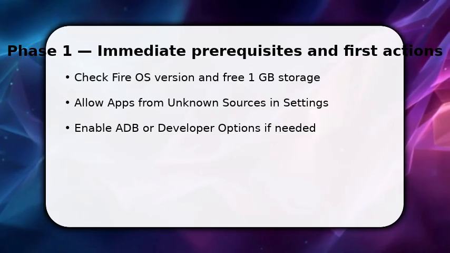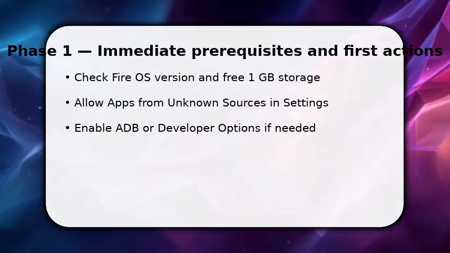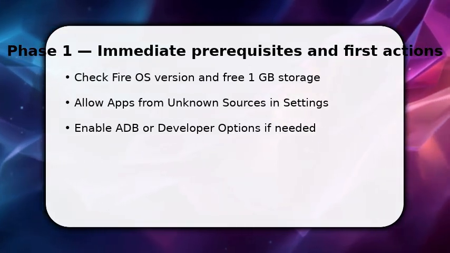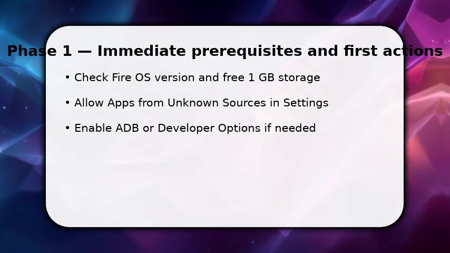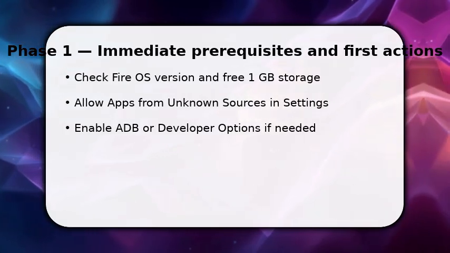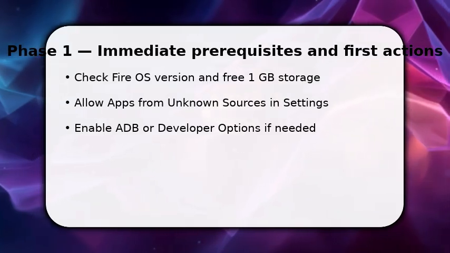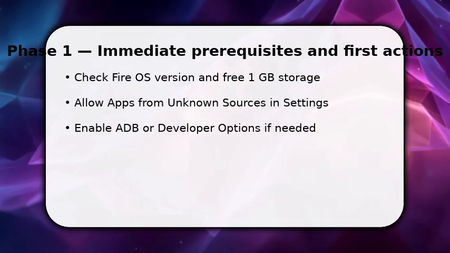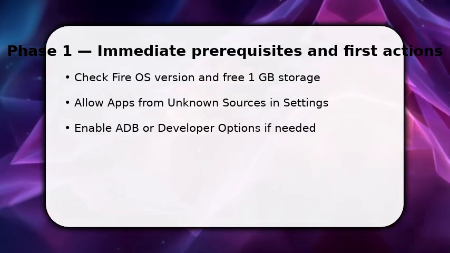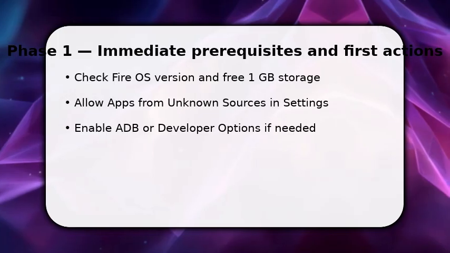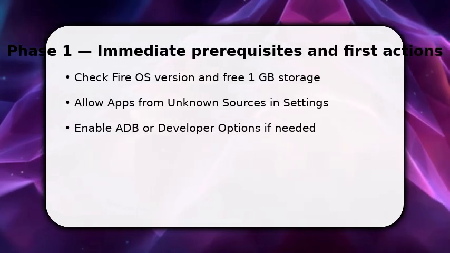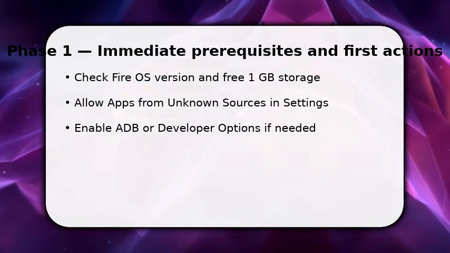You start by confirming your Amazon tablet model and Fire OS version because compatibility matters. Once done, free at least 1 GB so installs won't fail. Turn on apps from unknown sources in security settings to permit the Play APKs. If you see problems, enable developer options and USB debugging. This helps later if you need ADB to push files.